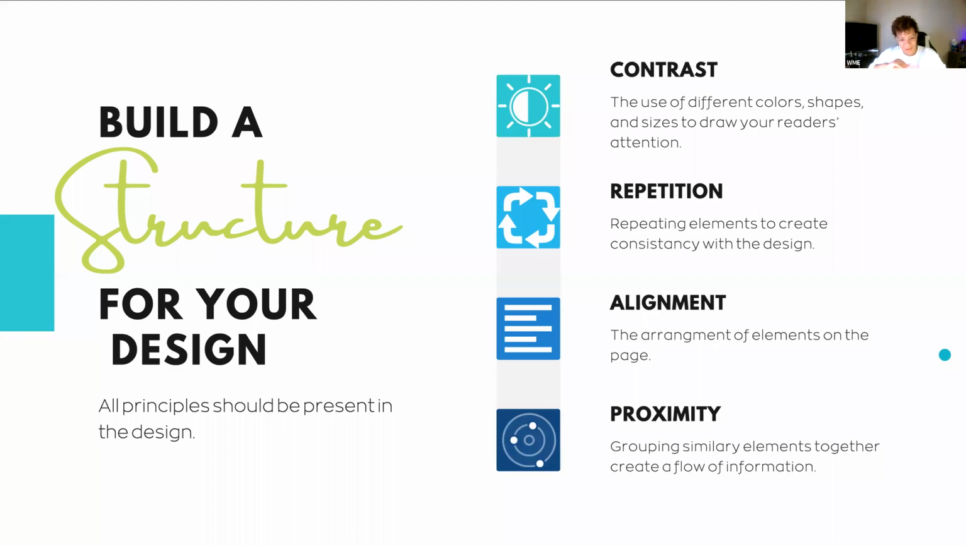So let's break this down. We want to build a structure for the design. And the CRAP principle, I like to use as an acronym, as building a house. All these principles should be in your design because this is your structure. It's your structure to a good, solid design. And so the contrast is the use of different colors, shapes, and sizes to draw the attention of your reader. If I just had everything on this page, no different colors, no different sizes, just text, that wouldn't be so interesting, correct?